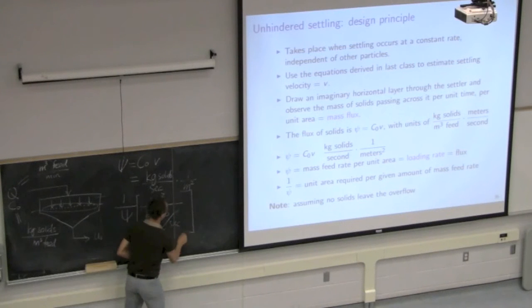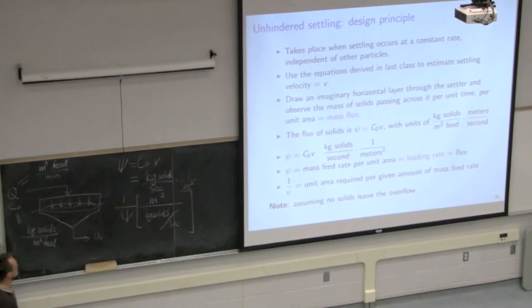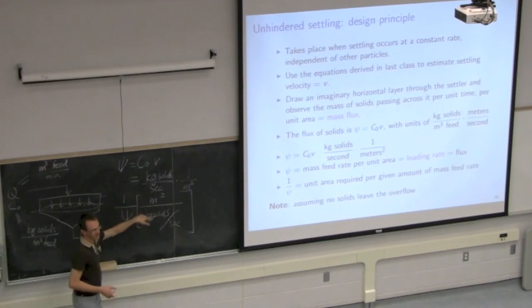So the units of inverse flux are very useful as well. What is the surface area I require, meters squared, to treat a given solids flow rate, kilograms of solids per unit time? We always know that denominator. What is my mass flow? Kilograms of solids per unit time. I know that because I know what my flow rate of my feed is, I know the concentration of my solids. The product of that is kilograms of solids per unit time. So I always know what that denominator is. Once I know the flux, I can then back calculate what size my vessel needs to be.